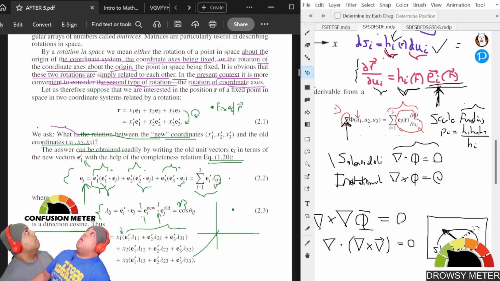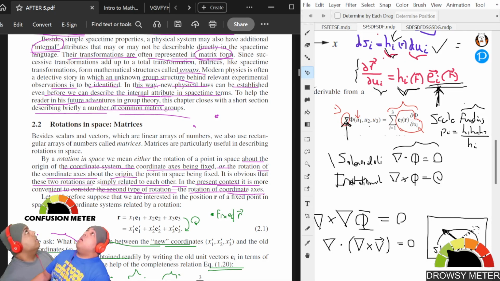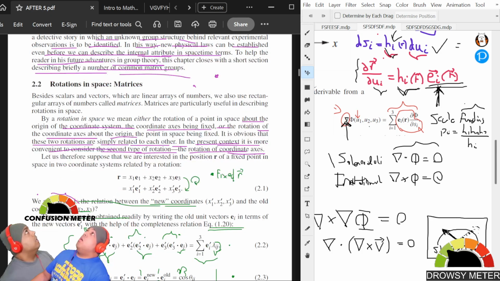What is the relation by... It's obvious that these two rotations are simply related to each other. Let us suppose that we are interested in the position R of a fixed point in space in two coordinate systems related by a rotation. Let me just put R here. R is this in the first coordinate system, R is this in the second coordinate system: x1, e1, x2, e2, x3, e3.